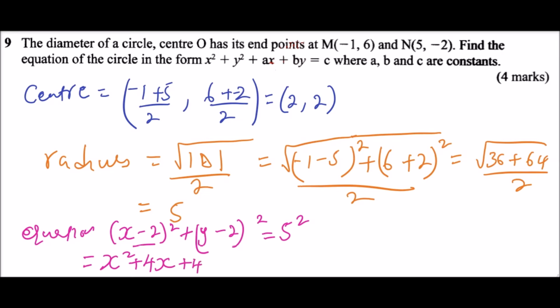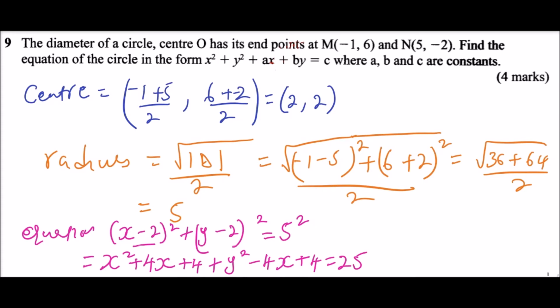Then we expand y minus 2. That will give us y squared minus 4y, and then we have plus 4 is equal to 5 squared, which is 25. Once you get that, then you should be able to add the right terms and put them together.